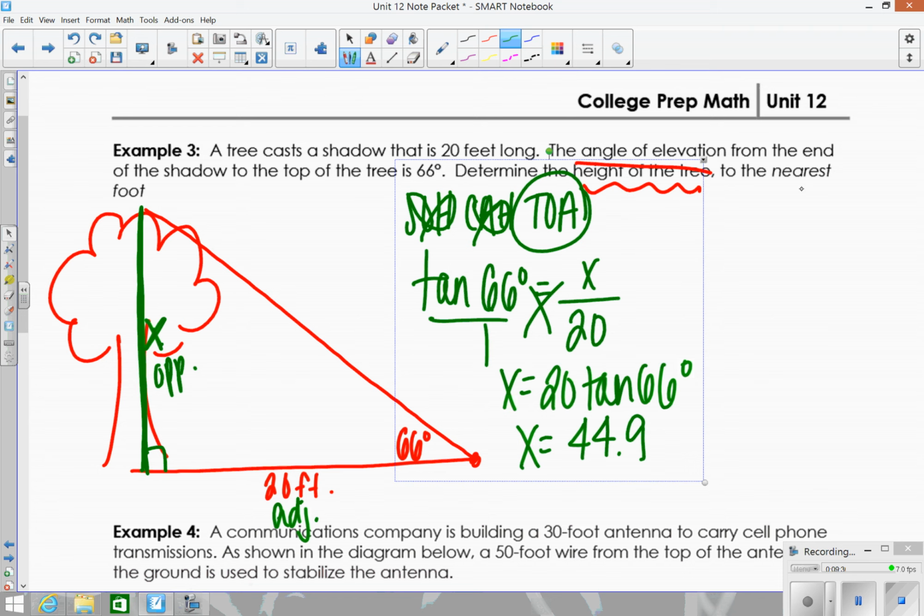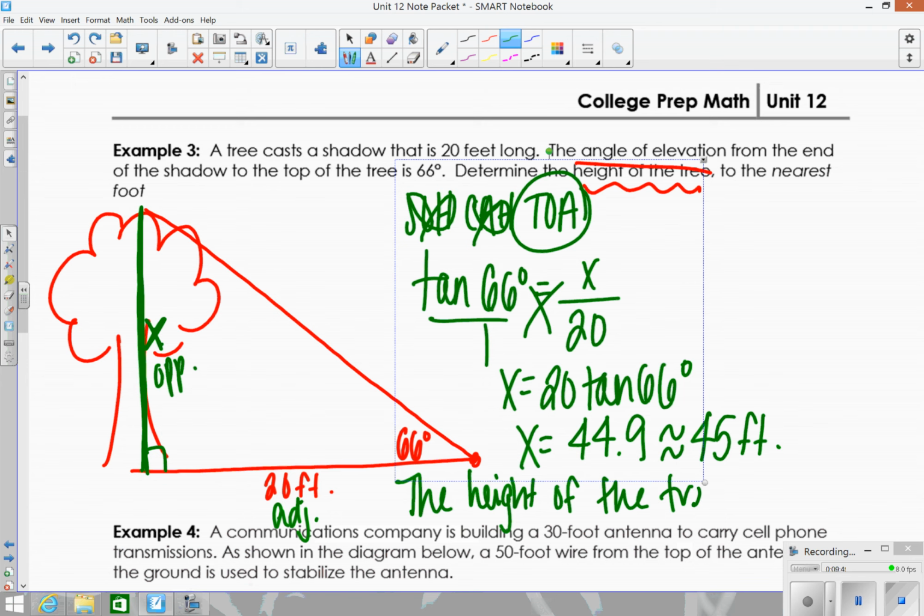And it says round to the nearest foot. So to answer the question, this is about 45 feet. So we answer it, the height of the tree is about, or approximately, 45 feet.